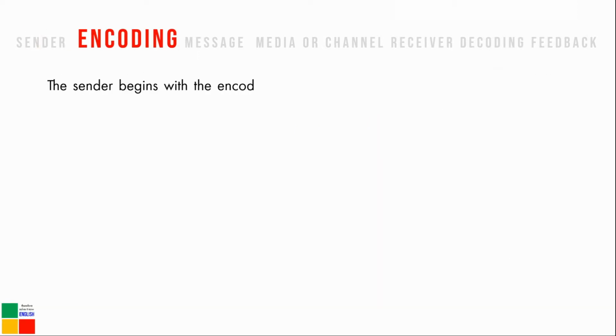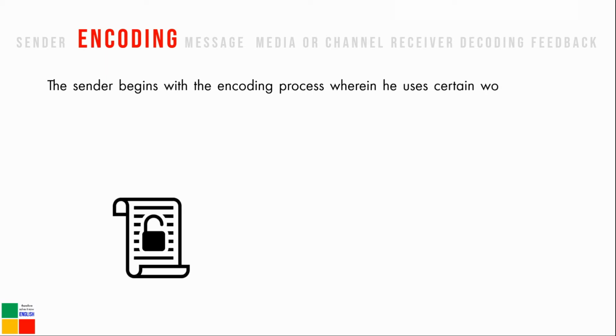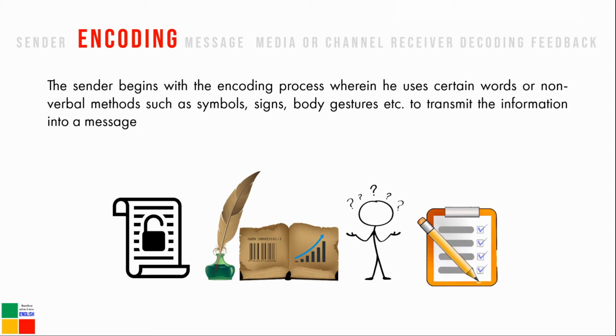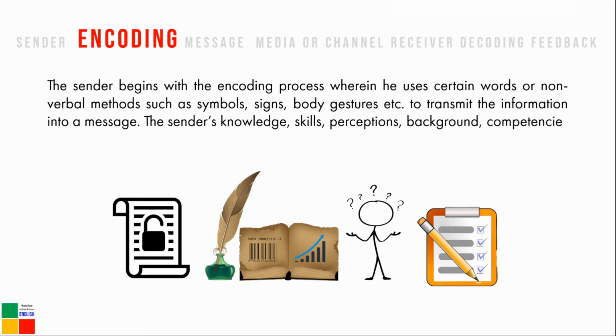And the sender begins with the encoding process, wherein he uses certain words or non-verbal methods such as symbols, signs, body gestures, etc. to transform the information into a message. The sender's knowledge, skill, perception, background, competencies, etc. have a great impact on the success of the message.